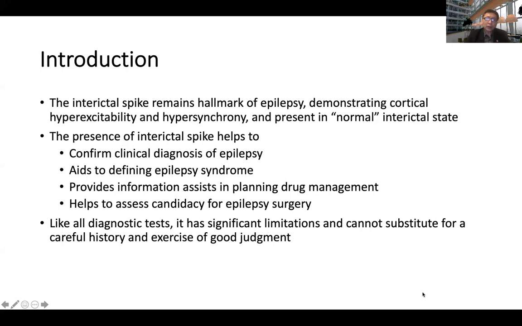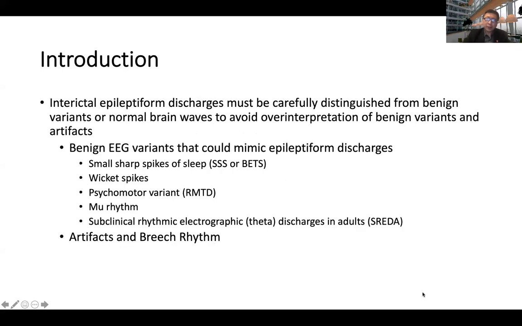Like all diagnostic tests, it has significant limitations and cannot substitute for a careful history and the exercise of good judgment. Interictal epileptiform discharges must be carefully distinguished from benign variants or normal brainwaves to avoid overinterpretation of benign variants and artifacts. The common benign variants that could mimic epileptiform discharge are, for example, small sharp spikes of sleep, wicket spikes, psychomotor variants, mu rhythm, subclinical rhythmic electrographic discharge, or even artifact.